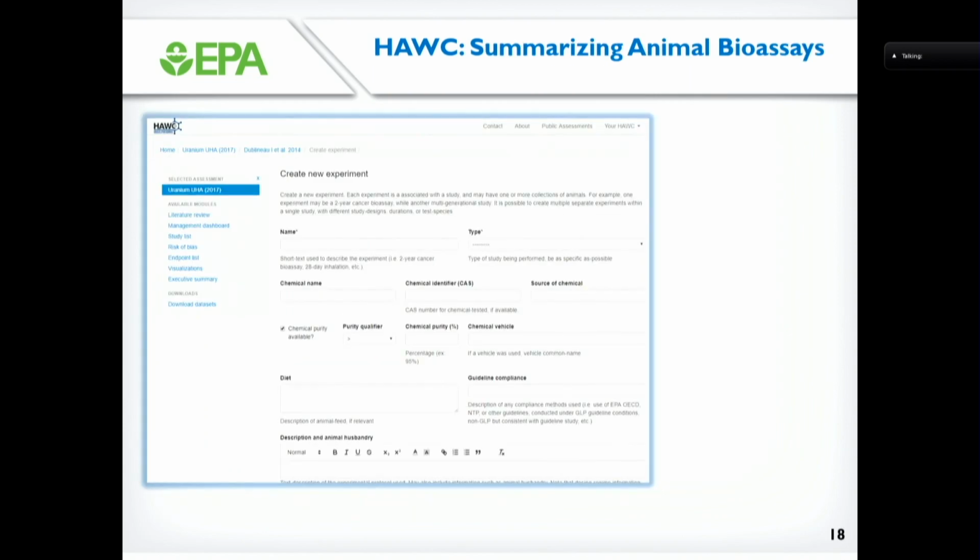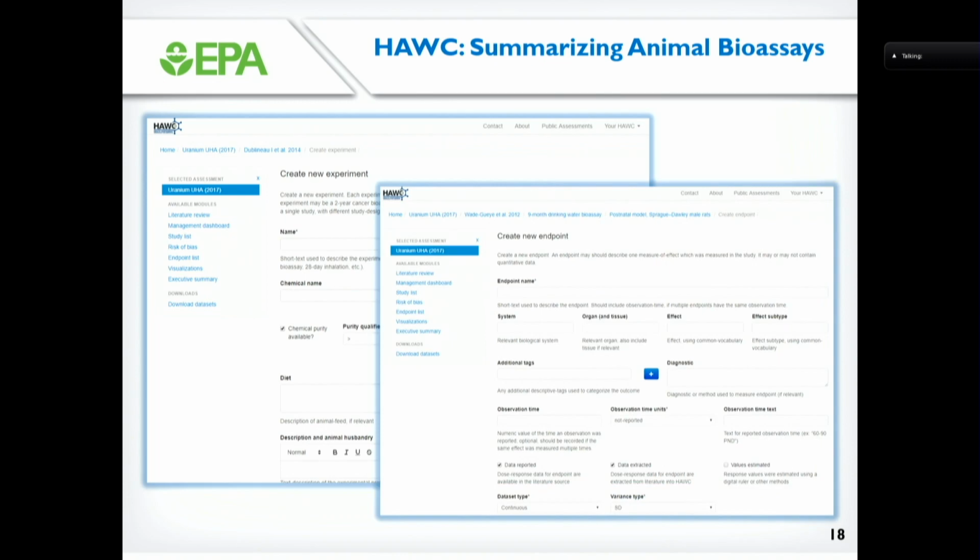So this is an example, and this is all human. There's nothing automated about this. But as a data extractor, in this case, you're looking at an animal study. So you would be prompted to input chemical names, purity, sort of basic features that we often summarize in assessments. We also have fields to characterize endpoints. And you might not be able to see it from here, but there's the endpoint name.